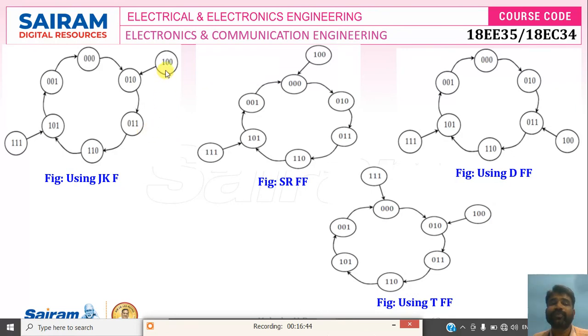So observe, the same next state does not occur for the unused state. Here for 100, the next state is 010 for the JK flip-flop. Again it is 000 using the SR flip-flop, and it is 111 using the D flip-flop. Again 010 using the T flip-flop. Clear now? So with this, the design of the synchronous counter is completed.